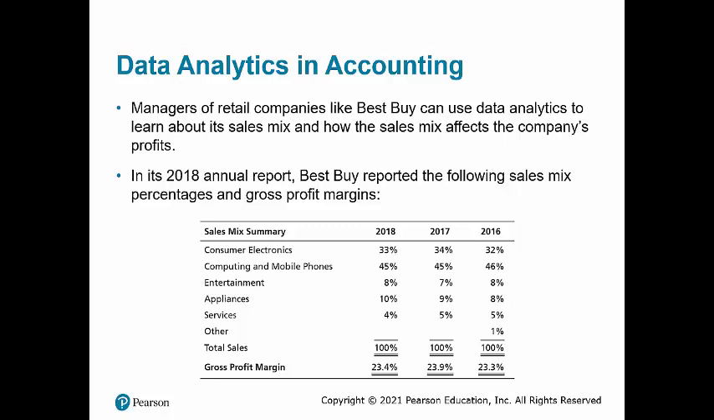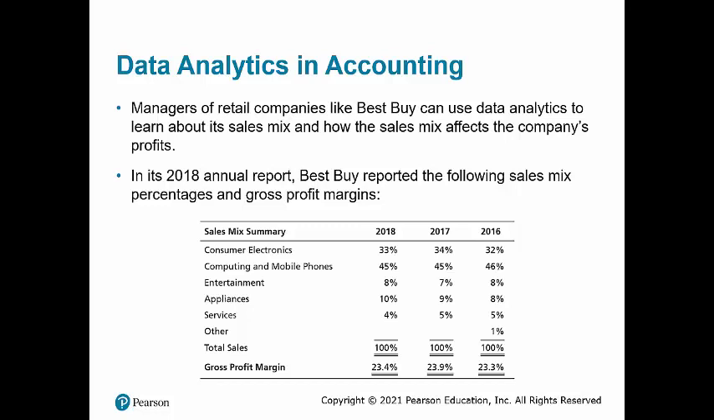So in its 2000 annual report, Best Buy reported the following sales mix percentages and gross profit margins. With more than 1,200 domestic stores and more than $38 billion in domestic sales, Best Buy managers need a way to analyze the large volume of data in order to make informed decisions, especially in their pricing and marketing decisions. So in addition to knowing the total gross profit margin, managers also need to know the gross profit margin by revenue category in order to anticipate how changes in the sales mix might affect the company's overall profits.